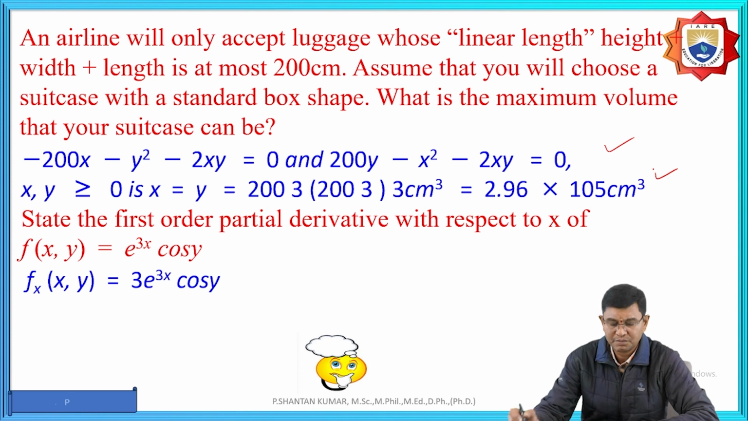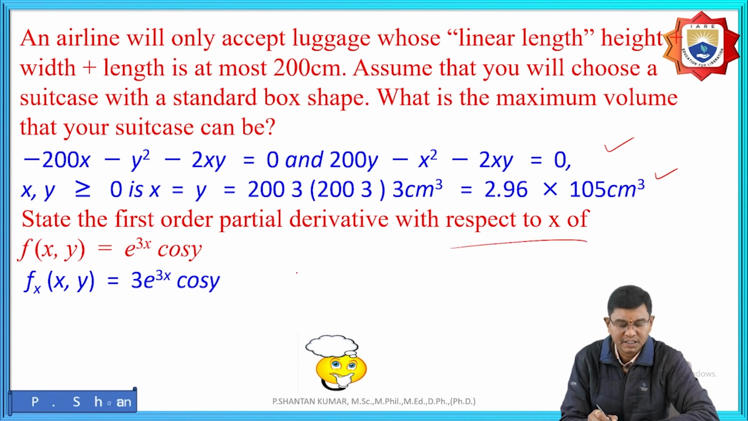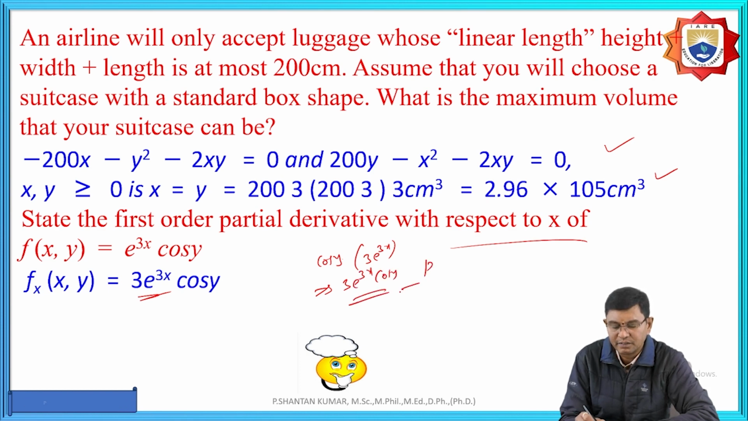First order derivative with respect to x, that is nothing but 3 into cos y, which is a constant, that is 3 into e power of 3x. Sorry, it is cos y into, take out common, the derivative is nothing but 3 into e power 3x into cos y. That is the first derivative. It is nothing but the value of p. That is the first order derivative.